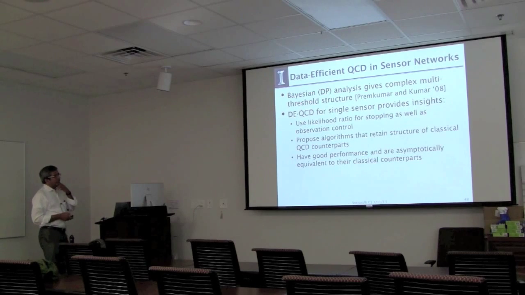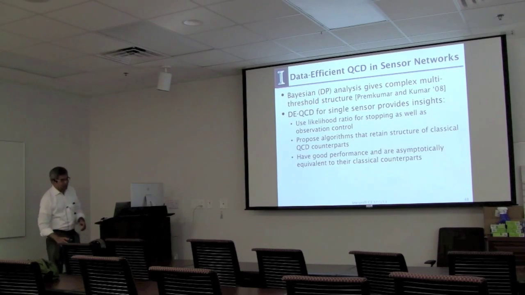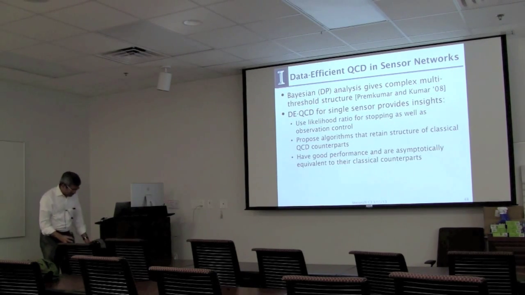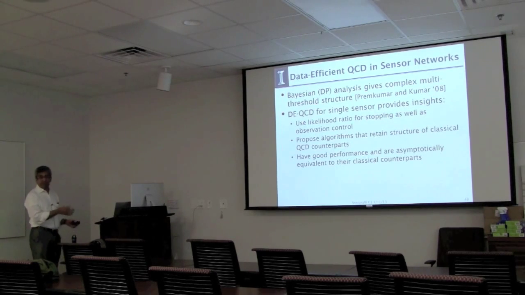You can pose this problem as a dynamic programming problem, and you have to control multiple sensors, determine which ones have to be on and off, and you get a complex multi-threshold structure. This was done by a PhD student at IISc in Bangalore and his advisor Anurag Kumar. But what we wanted to do was to see if we could use the test we developed in the single sensor setting to get some good tests in the distributed sensor setting, and also try and prove asymptotic optimality if possible.